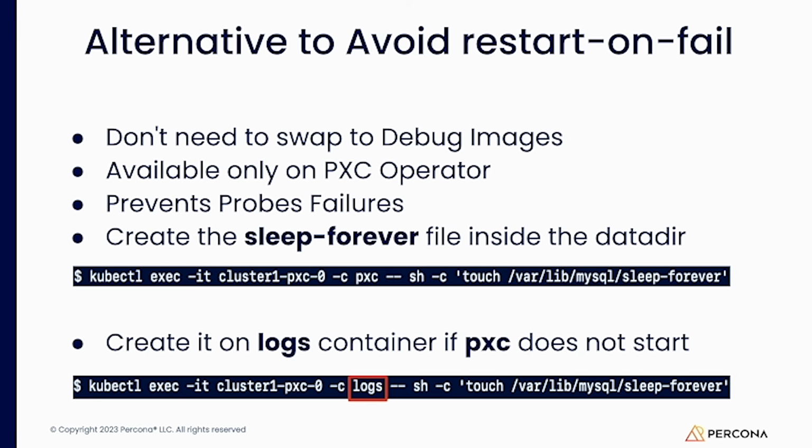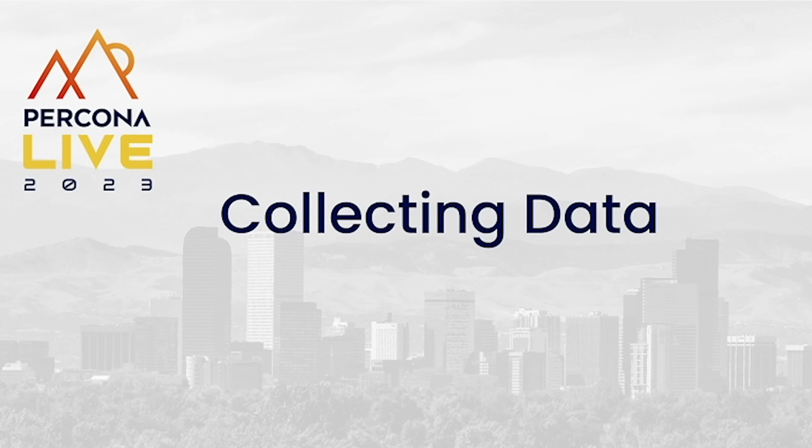If the PXC container does not start, you can use the logs container, which mounts the same data, the same PVC. So you create the file by running kubectl exec, okay, and touching the sleep-forever file. That will prevent the pod from going into a restart loop, and you can enter there and manually start it or debug it if you want. Okay. Any questions about this? No. Straightforward, right?